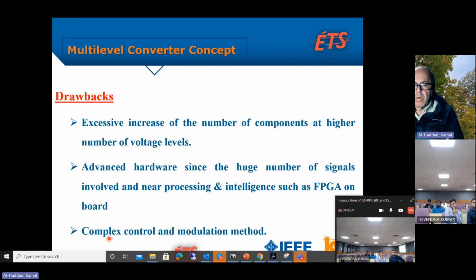Will this lead to more complex control and modulation methods? Yes, but it's not impossible nowadays. With the tools that we have, we can have this luxury.